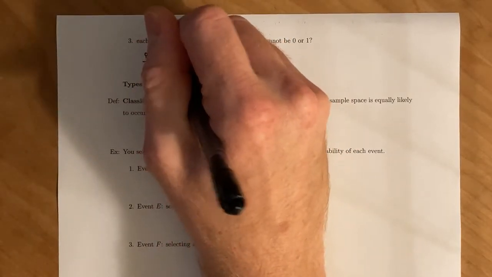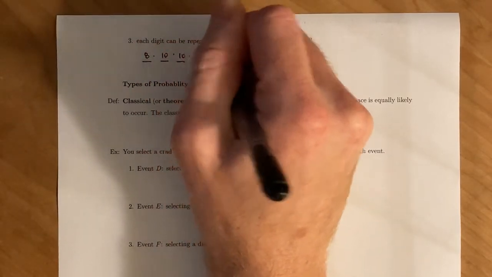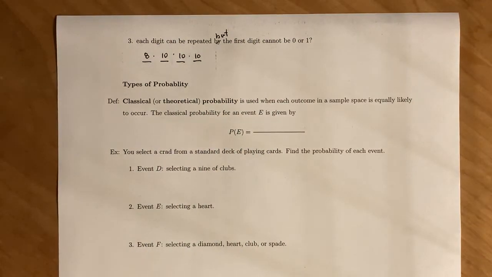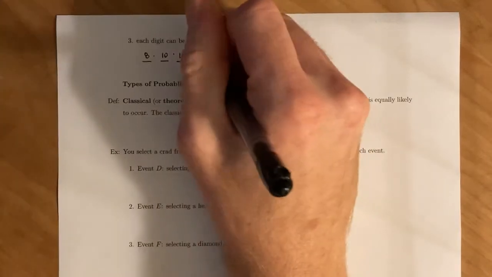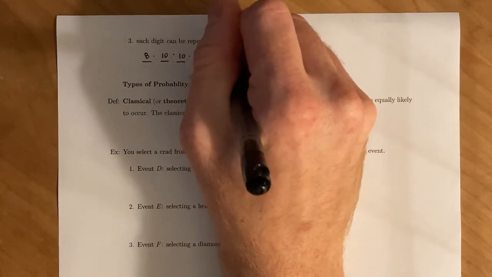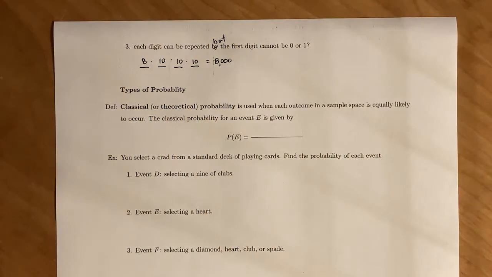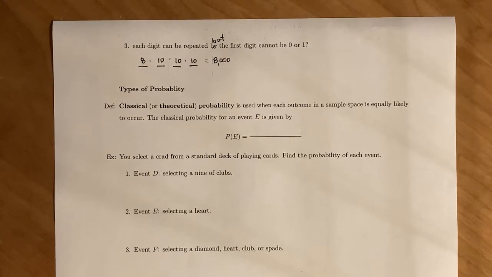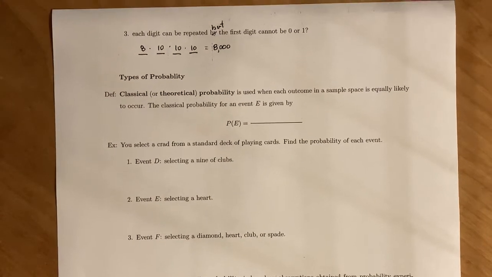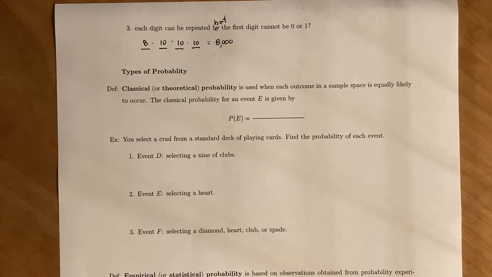And things can be repeated. So just like in the second example, we have 10 possibilities for the second, third, and fourth digit, which gives us a grand total of 8,000 different combinations of digits. And that leads us to the different types of probability.